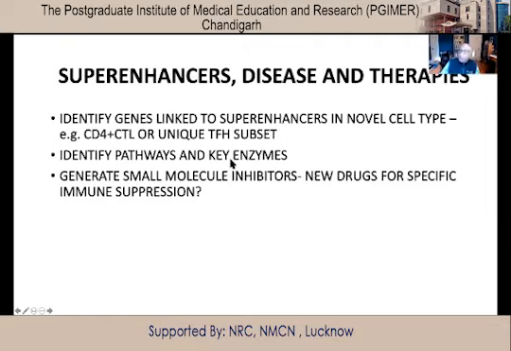This helps us identify pathways and enzymes. Then the whole goal is, if we know more about this, then we can generate small molecule inhibitors and maybe new drugs to suppress immunity. Now, I'm going to just show you a little bit of our data.